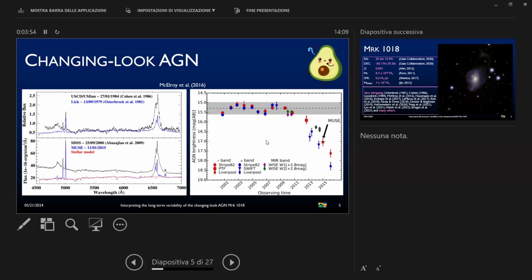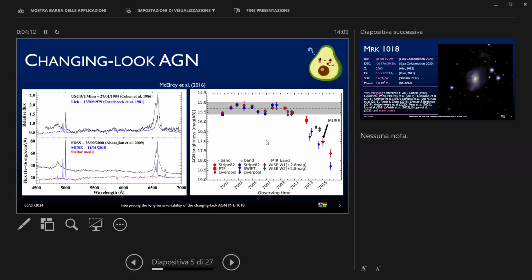And for example, here I'm providing the optical spectra of Markarian 1080. Here in blue is the one taken in 1979 and in black 1984. And so you can see that in only 5 years, the source becomes brighter and the line width becomes broader. And so it transitions between type 2 and type 1.